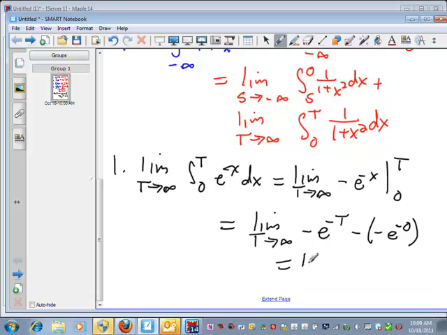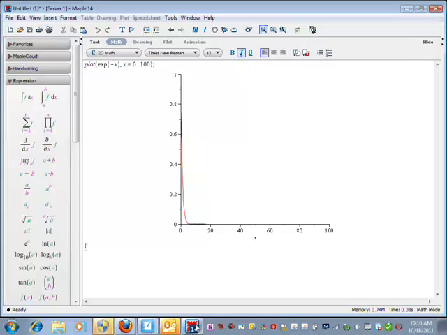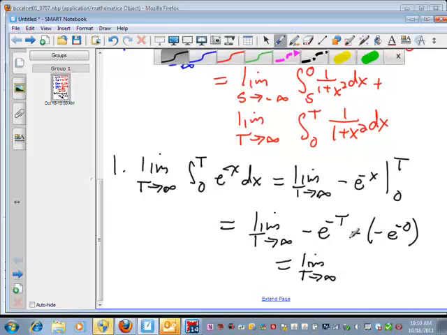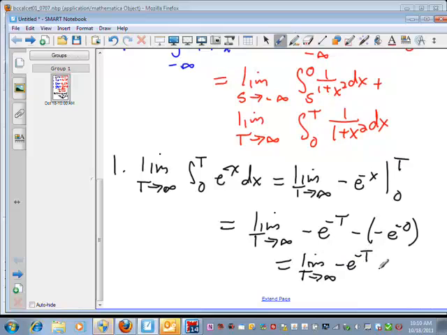This is equal to the limit, and here is where people run into problems evaluating these limits. We need to know that e to the negative t goes to what as t goes to infinity? As you move to the right, it goes to 0. We need to know that. Right, so that is 0. And so this is equal to minus e to the minus t plus 1, and that is 0 plus 1, which is 1.